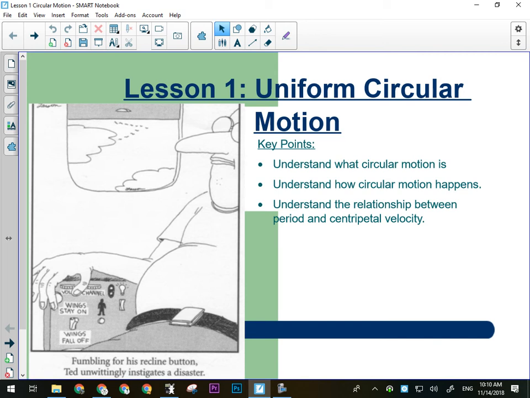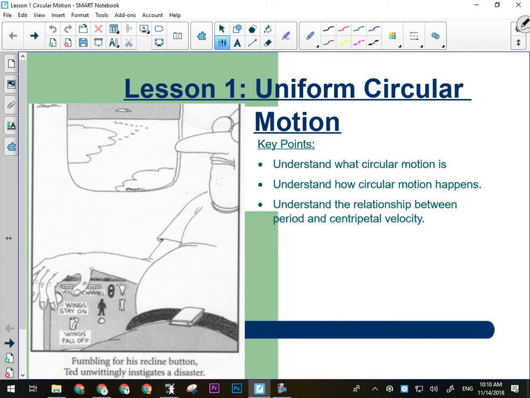All right, so that covers a few of the key points here. Understand what circular motion is: when something moves in a circle. Understand how circular motion happens. It happens because something is being pulled towards the center, which prevents it from going in a straight line. There's a net force. And understand the relationship between period and centripetal velocity.